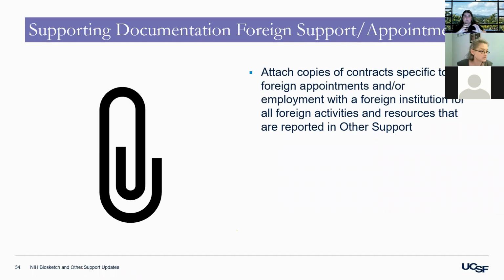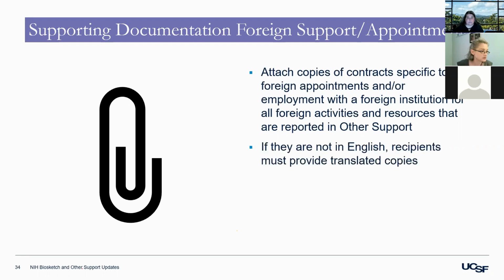It's worded a little weird, but essentially how we're interpreting this is if the PI or key personnel has a foreign appointment or employment, we have to attach the contract if that is listed in the other support document. So if you were receiving some type of resources or support as part of this appointment, then we also have to include a copy of the contract. They do state that they have to be in English. So if they're not in English, you must provide a translated copy. They will not accept machine-read translations, and they will not be providing any funding for these translations, but we do need to provide them.